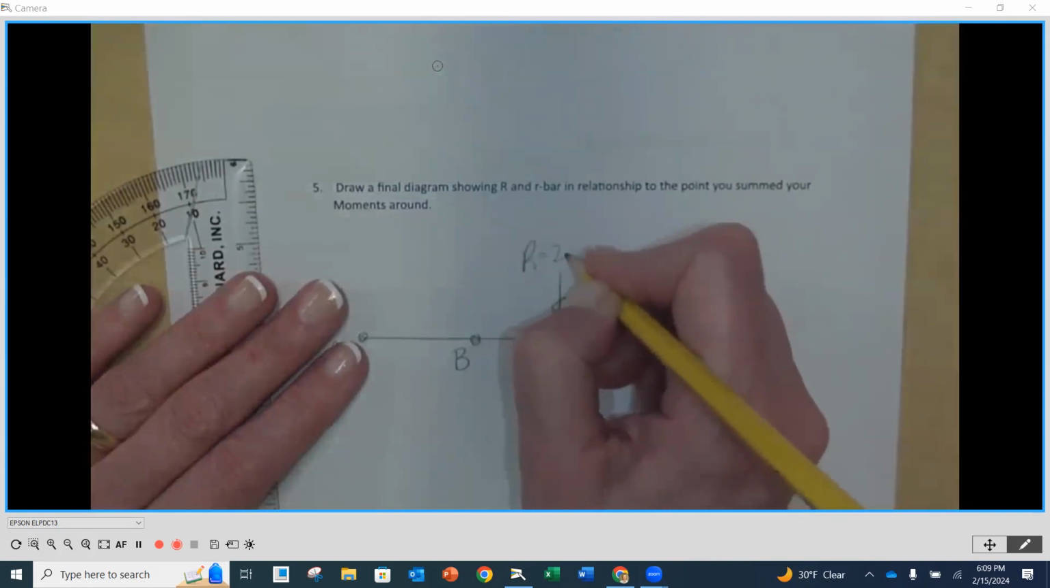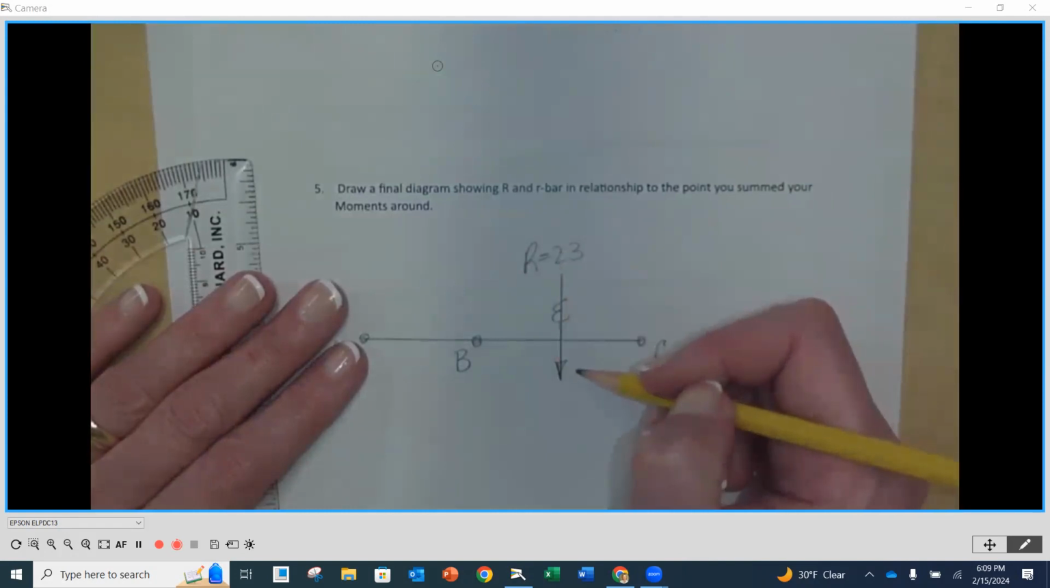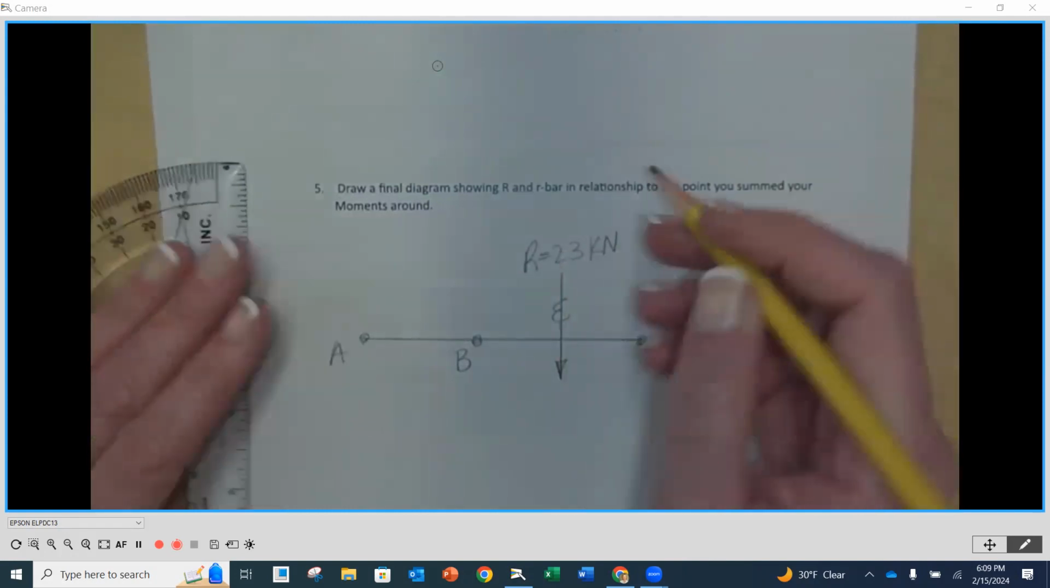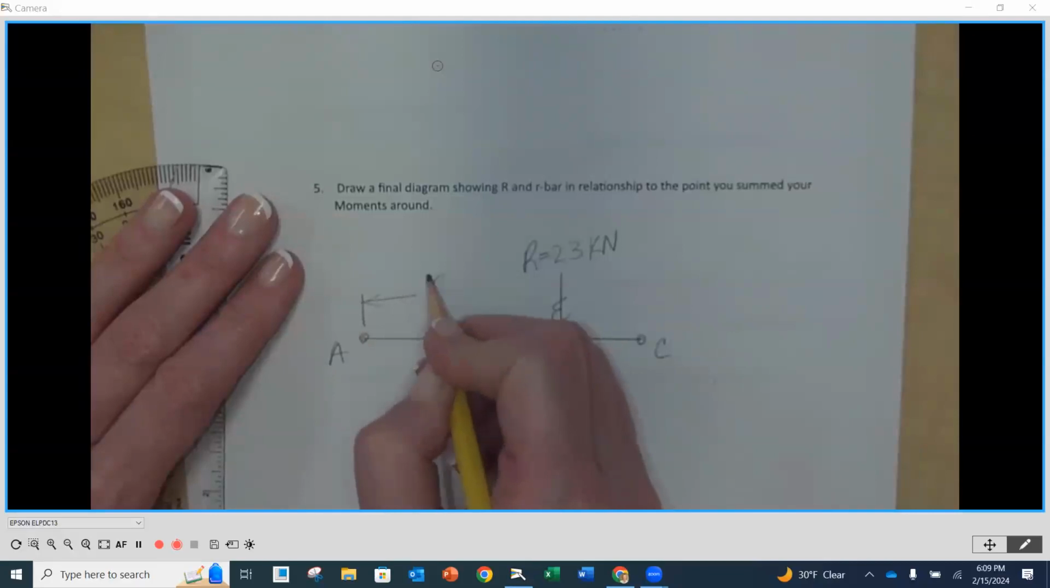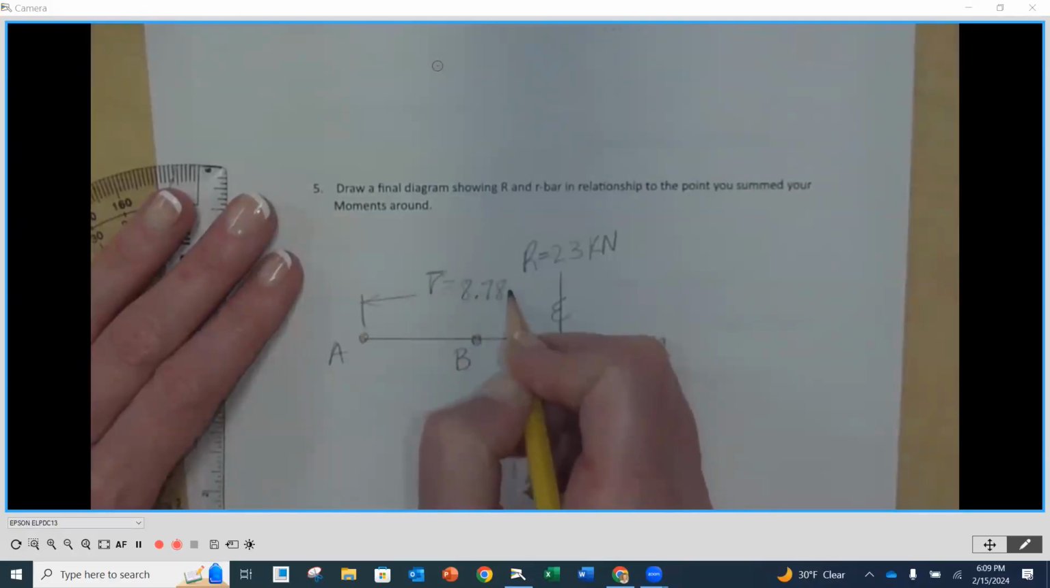R is equal to 23. Do not write negative 23 here because the negative is the pointing down. That's our direction. It's going to be kilonewtons. And then from here, R bar is equal to 8.78 meters.